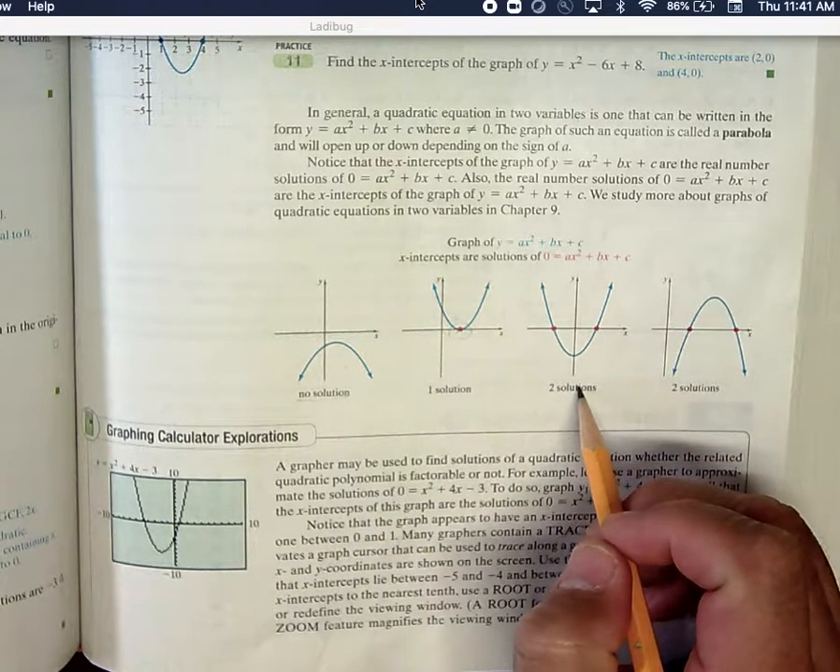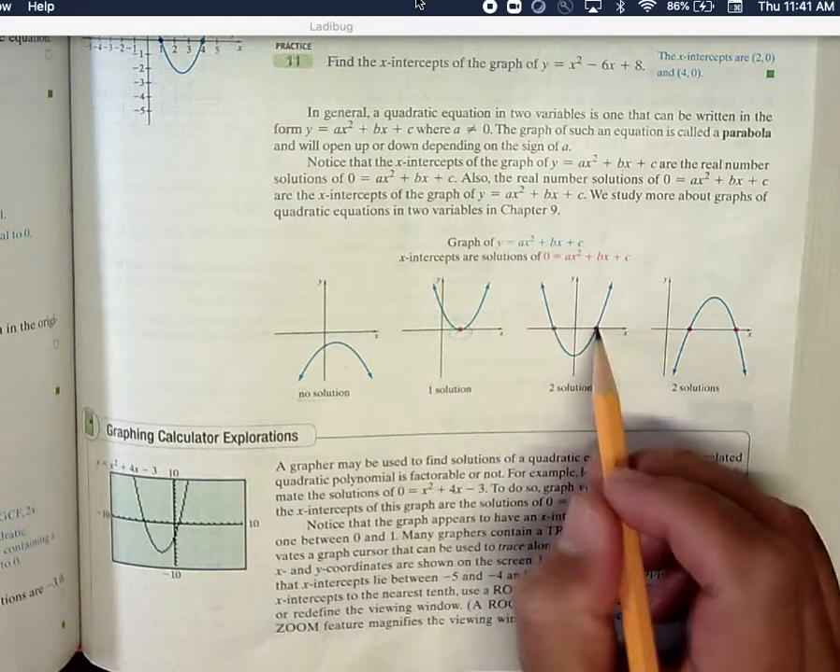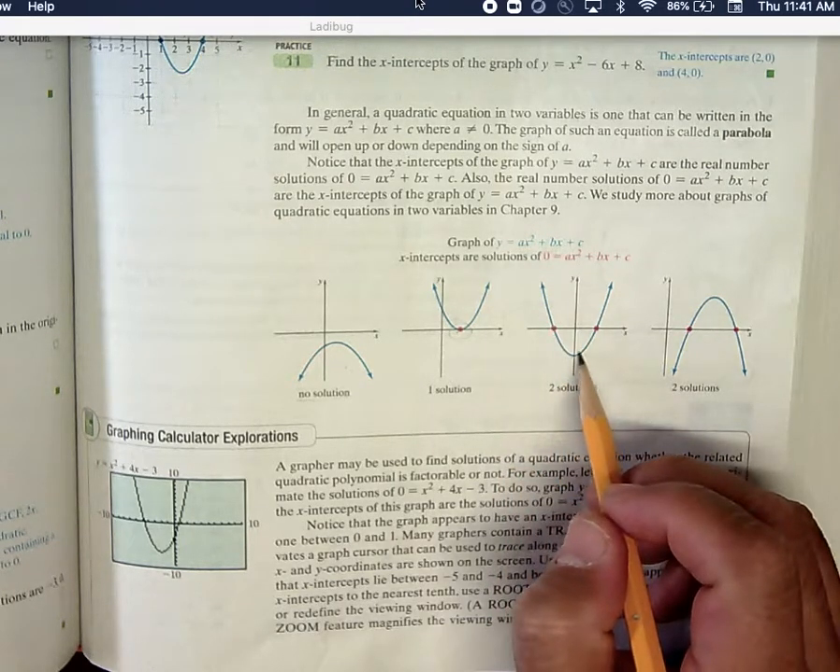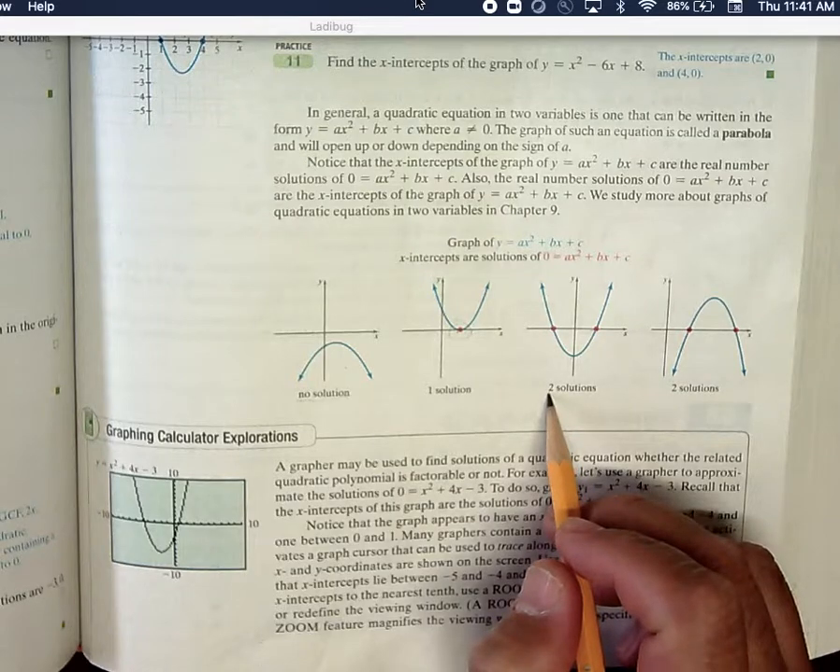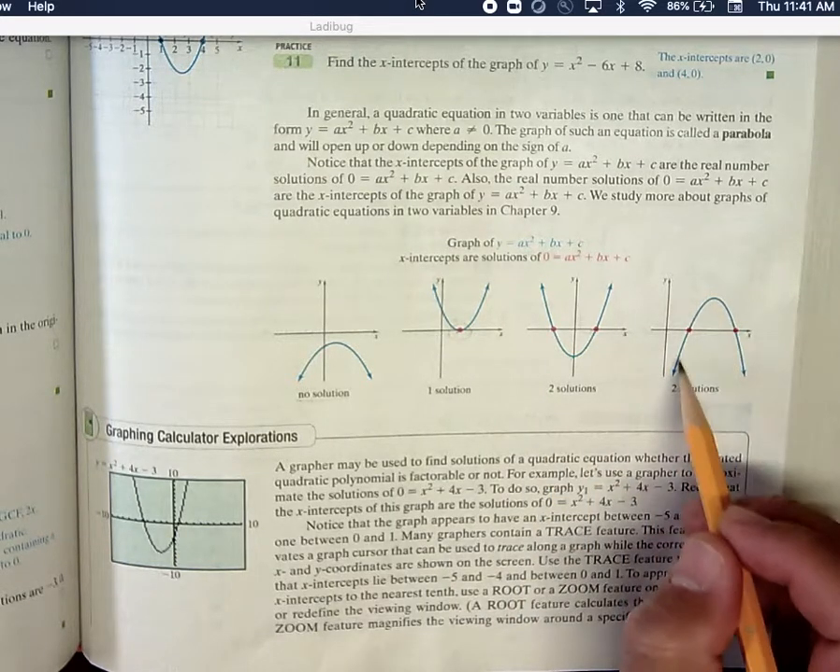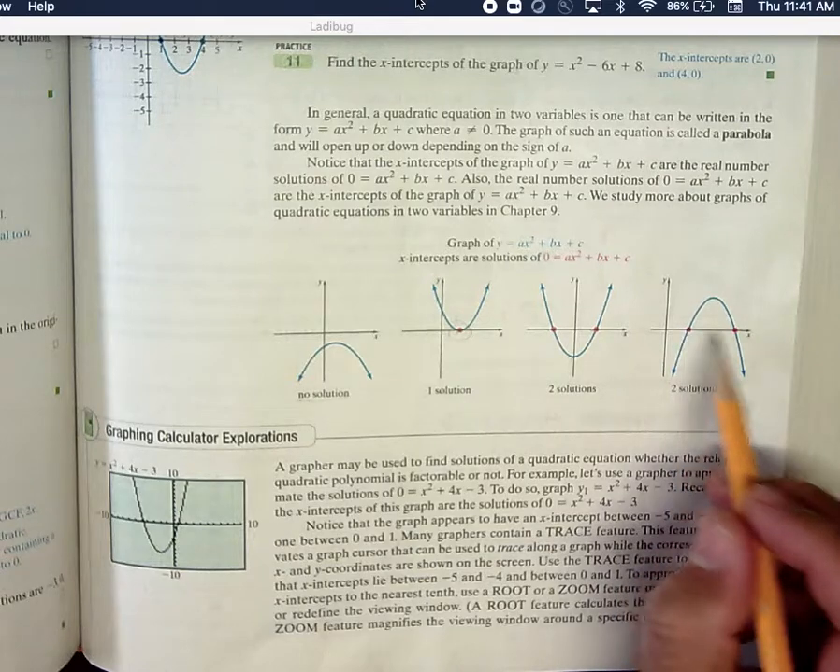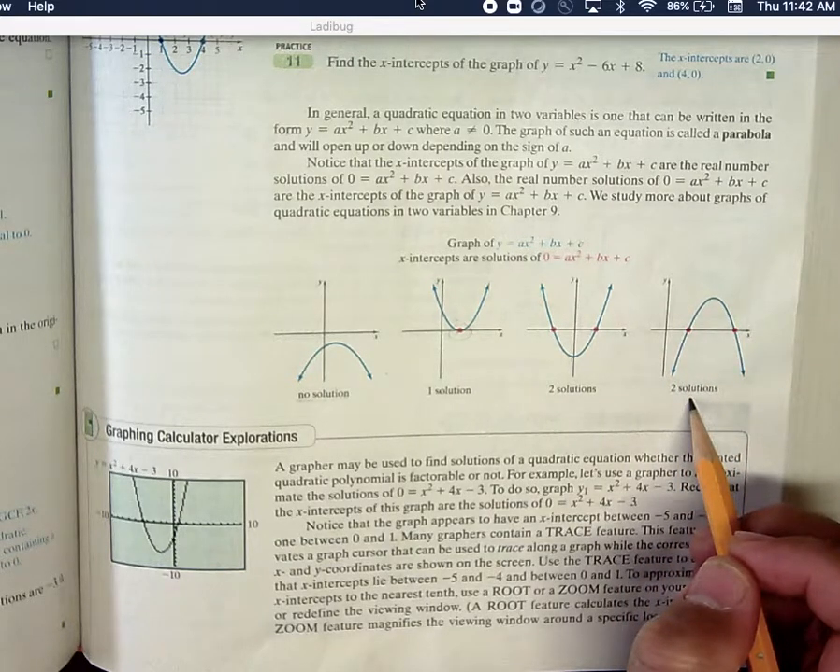And sometimes they touch twice, and the parabola is opening up. It touched twice, so two solutions. And then this one, the parabola is opening down, but it also touches twice, so that one would have two solutions.